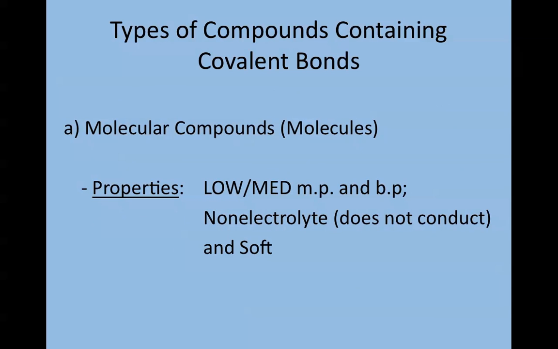You need to know the properties of these molecular compounds. In Concept B, we talked about ionic compounds and their properties. For our molecular compounds, these tend to have low to medium melting points and boiling points, depending on the polarity that we'll talk about in a later topic. They're non-electrolytes, so they do not conduct electricity. There's no charges present, so there's no way it can conduct. And they tend to be soft materials.